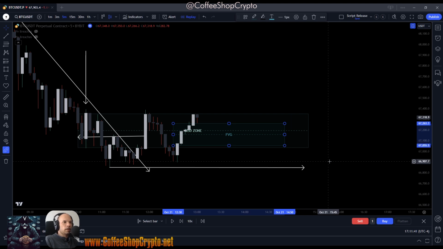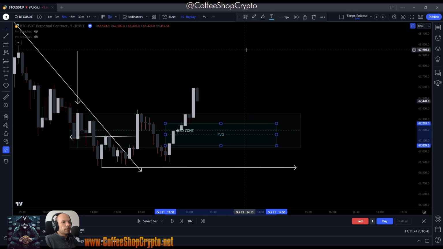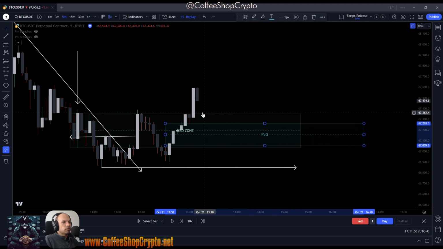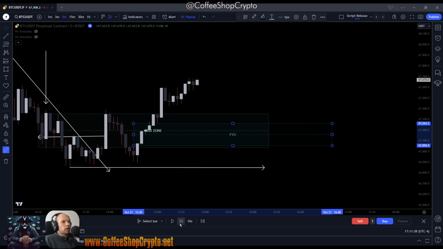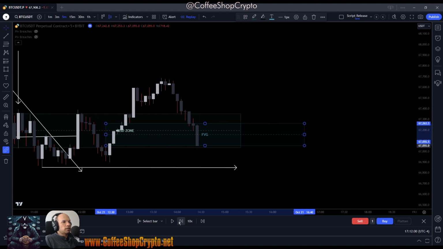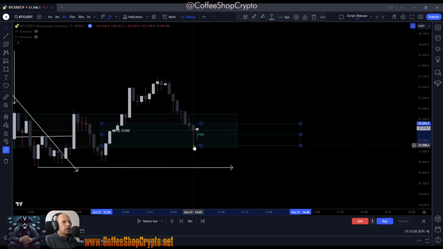Now you see the fair value gap. It's a little bit bigger. You have higher lows, right? Okay, fair value gap. And then, oh no, it's still a little bit bigger. That's fine. It's another expansion. Yeah, that's fine. The fair value gap was created, and then it gets tapped, right? See how it gets tapped?